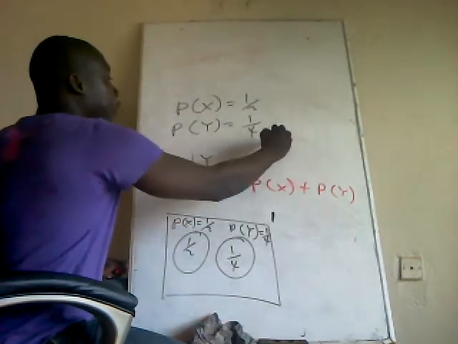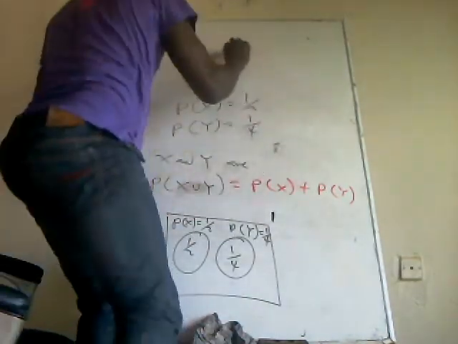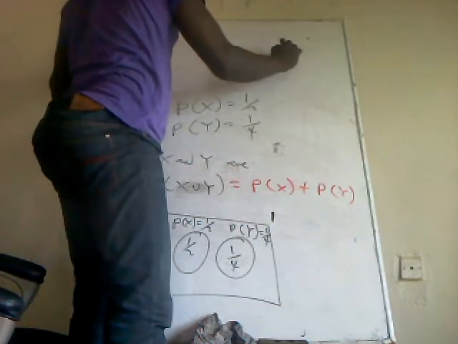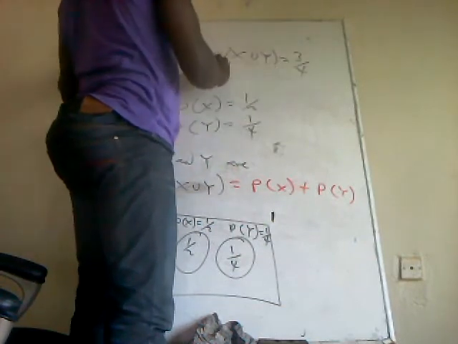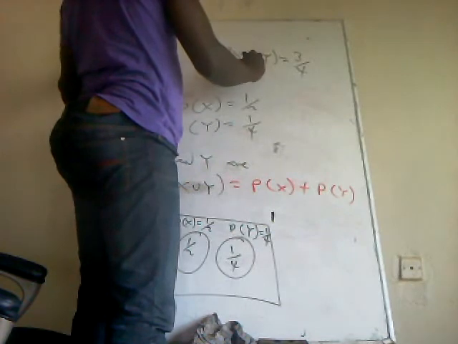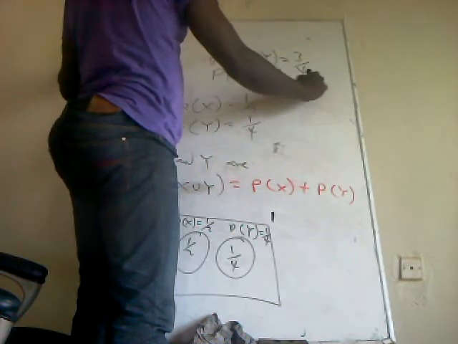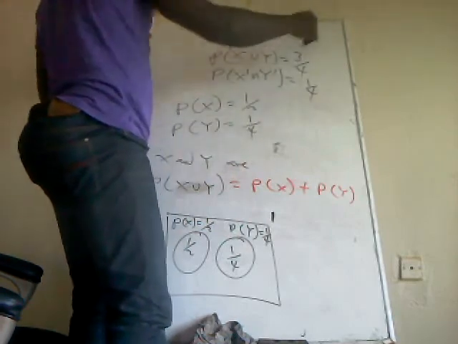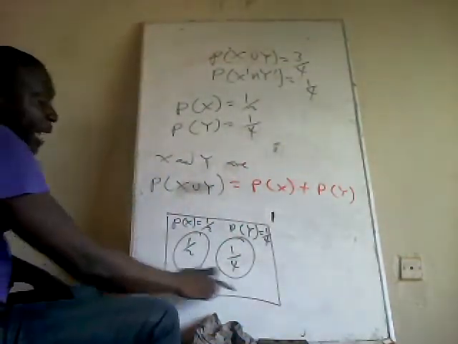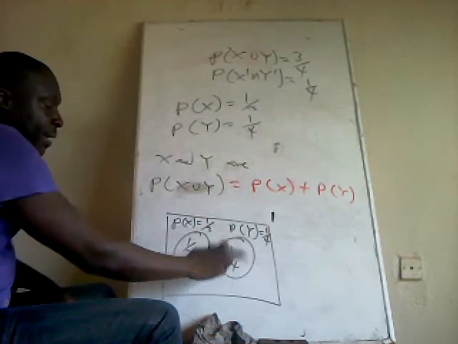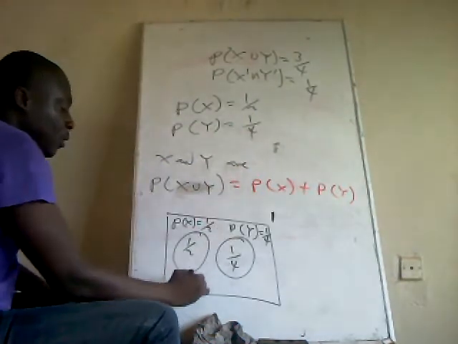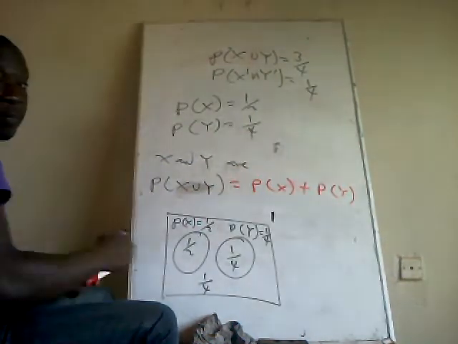So if P of X union Y is equal to 3 over 4, then it means that P of X prime intersection Y prime is equal to 1 over 4. I'm going to take this away from 1. Better still, the outside here, right? I'll add this and subtract from 1, and I'll get here to be 1 over 4.